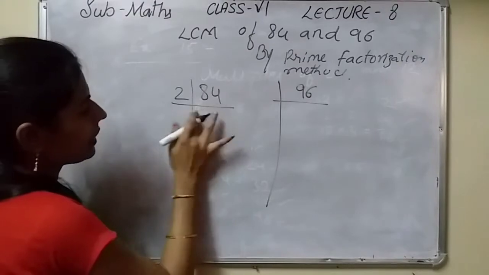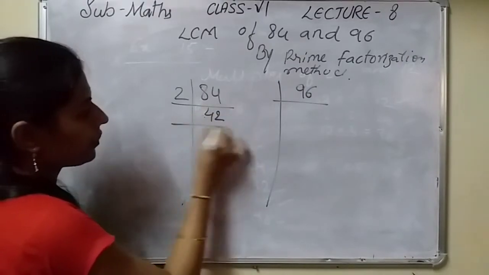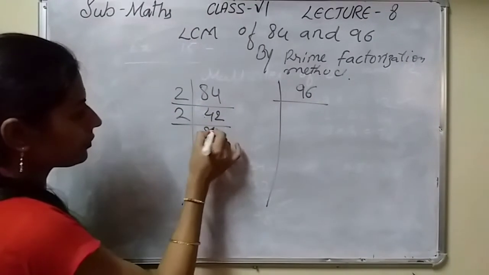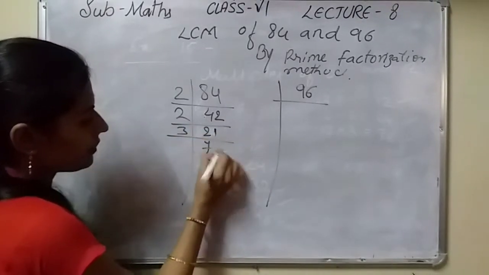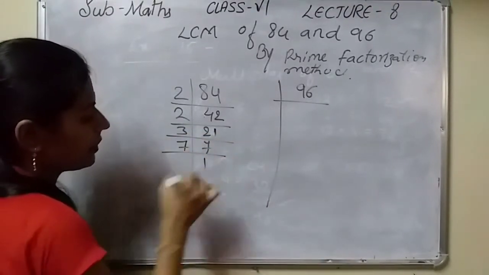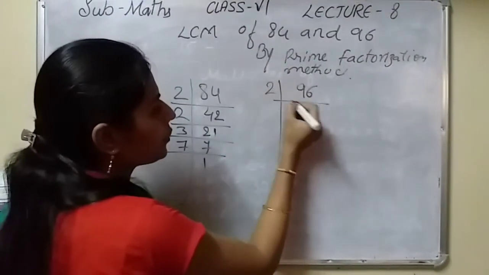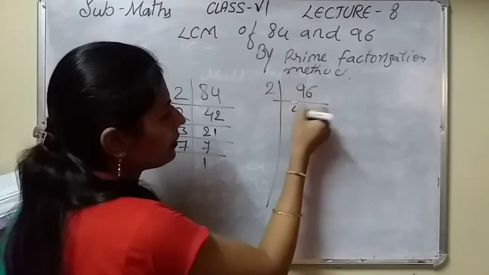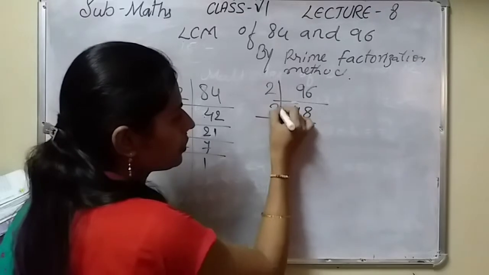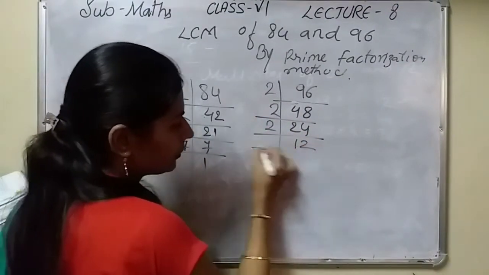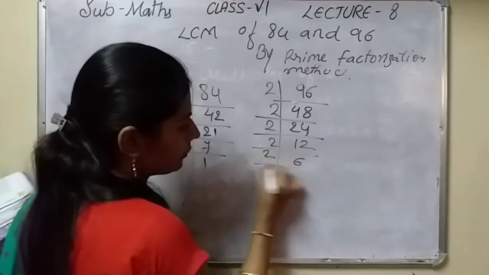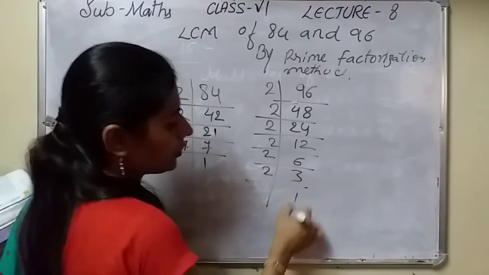2 4s are 8, 2 2s are 4, 2 2s are 4, 2 1s are 2. Now by 3, 3 7s are 21, again by 7, 1. Here by 2, 2 4s are 8, remainder 1, 2 8s are 16, 2 2s are 4, 2 4s are 8, 12, 6, 3, 2.